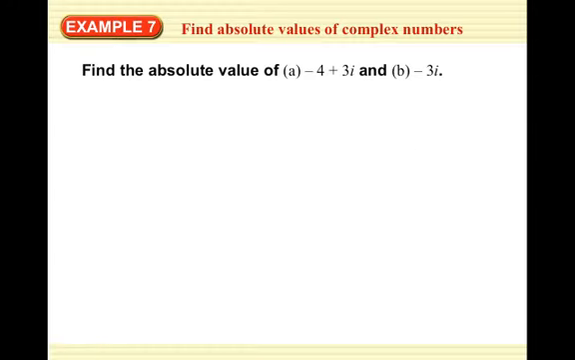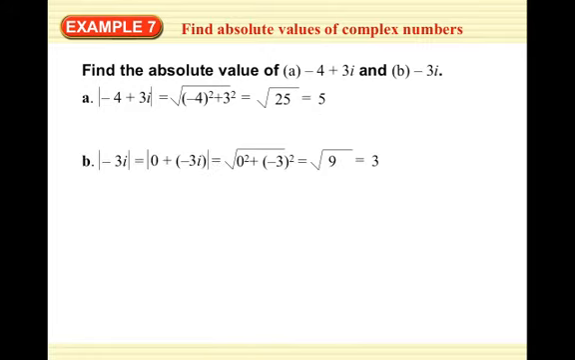All right, so we want to find the absolute values of negative 4 plus 3i and negative 3i. Absolute value of negative 4 plus 3i, a is negative 4, so we've got square root of negative 4 squared, plus b is 3, so 3 squared. So 16 plus 9 is 25, square root of 25 is 5. So the absolute value of negative 4 plus 3i is 5.